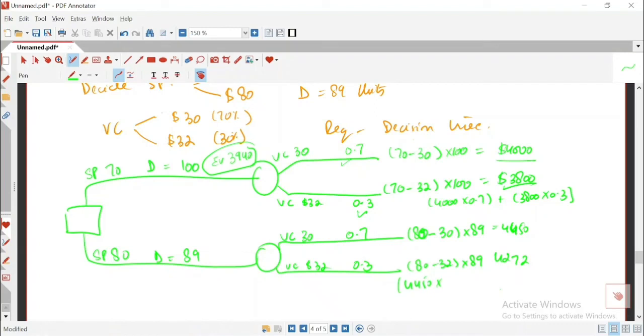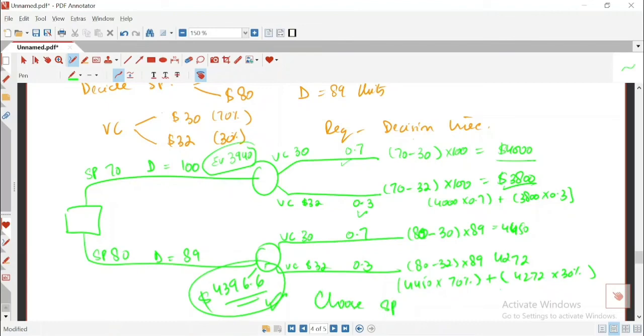4440 होने का चांस है 70% प्लस 4272 होने का चांस है 30%. So the expected value is 4396.6. ये कैलकुलेटर से करके देख लेना, यही आंसर होगा. So based on the expected value, the higher EV is here. So we are going to choose selling price as $80. Based on the decision tree हम highest expected value choose करते हैं.